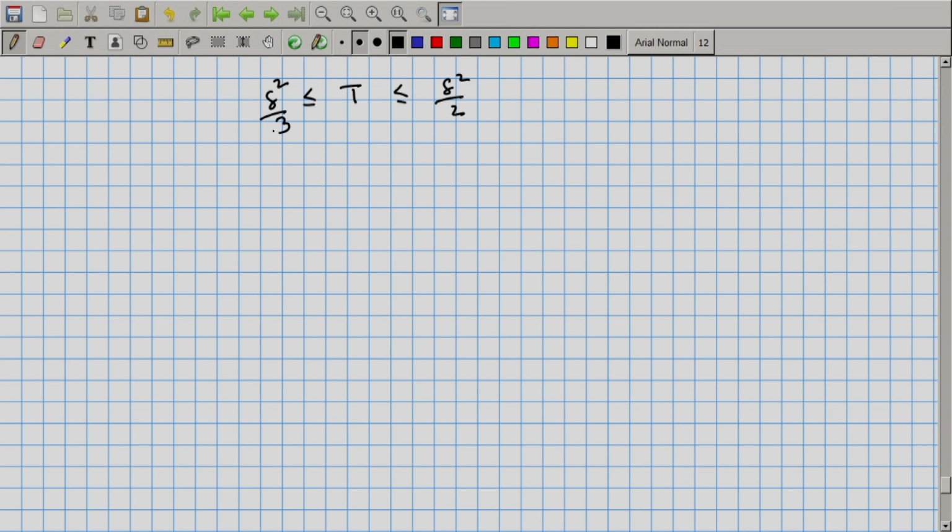So, we will show that t lies between delta square by 2 and delta cube by 3. Okay. So, t we know is equal to delta square by 1 into 2 minus delta cube by 2 into 3 plus delta raised to 4 by 3 into 4 minus delta raised to 5 by 4 into 5, and so on.